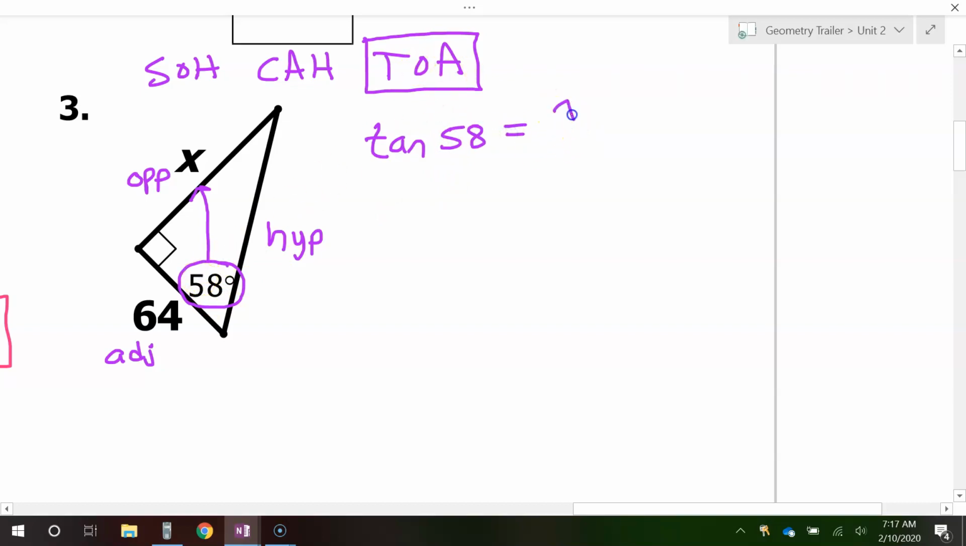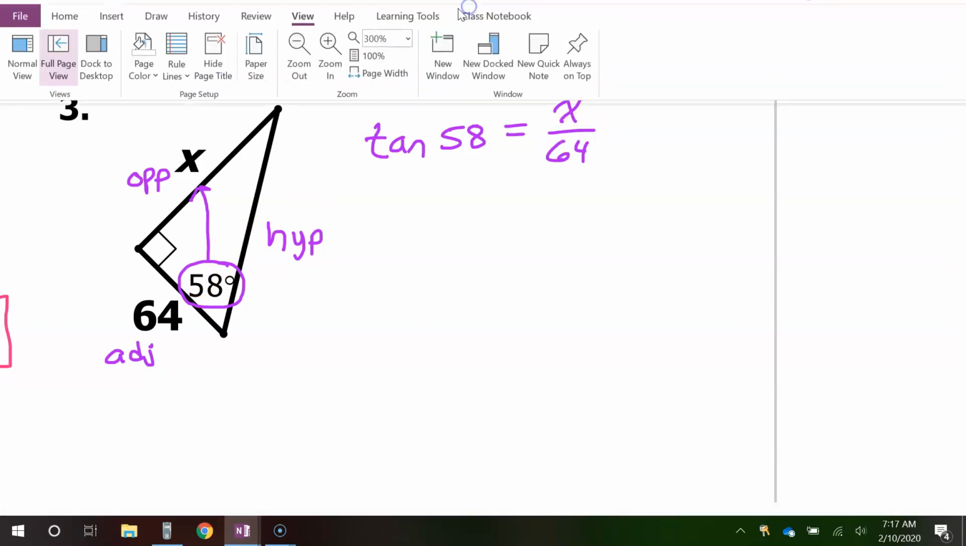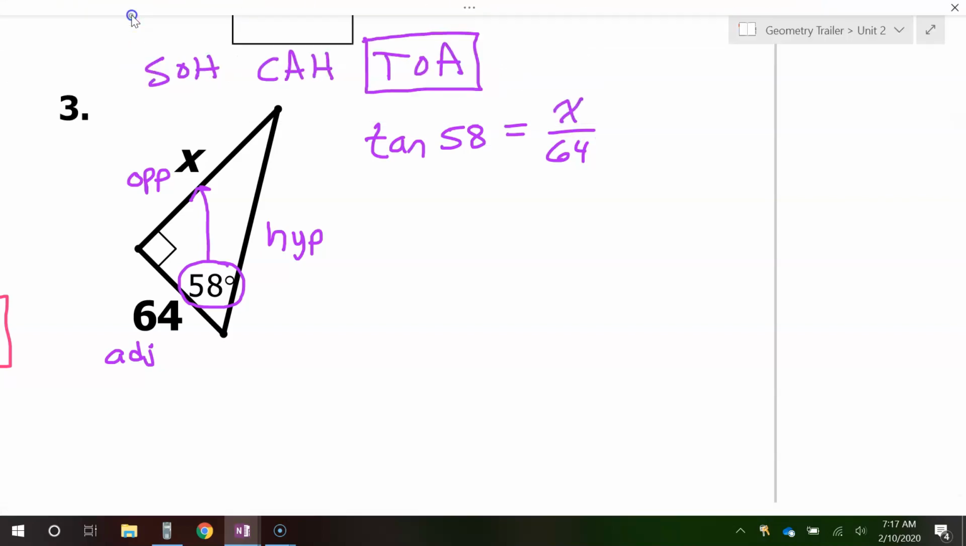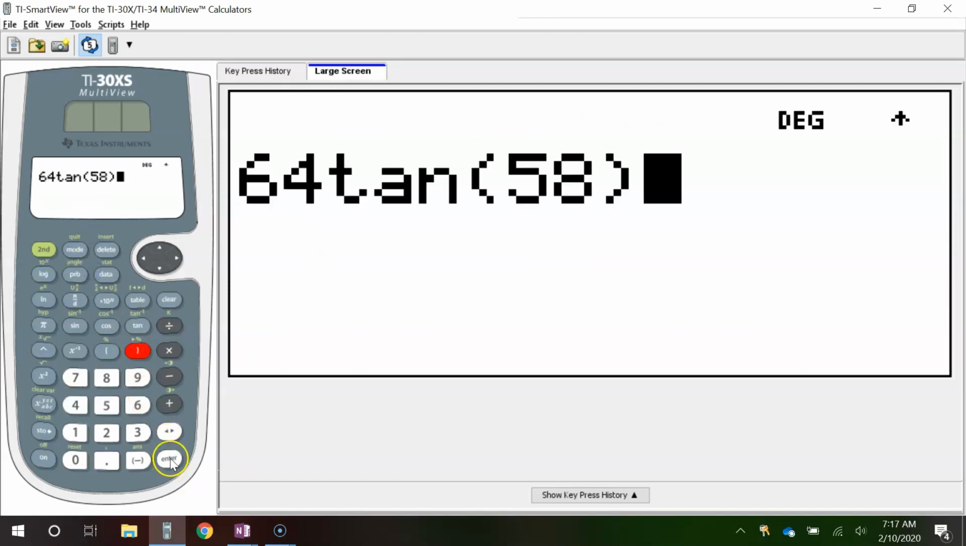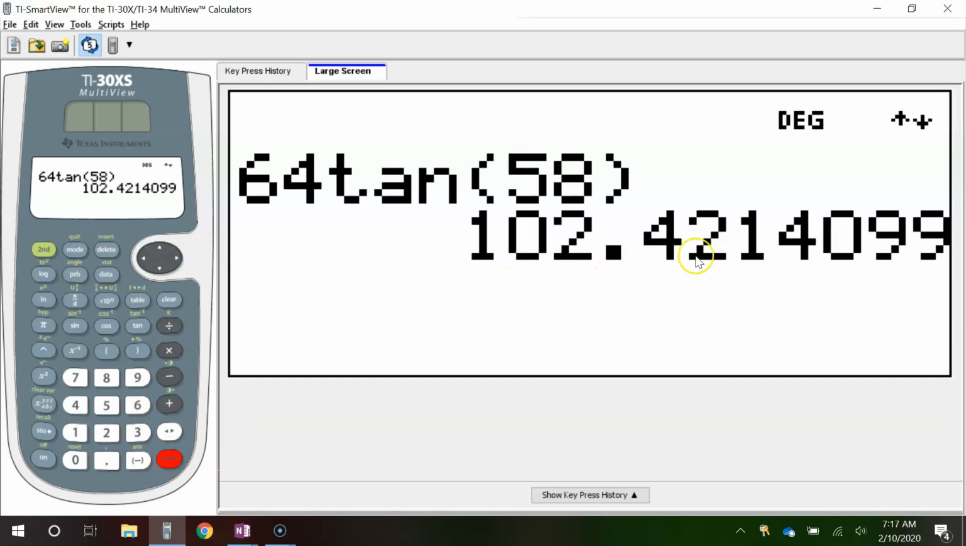so that's x over 64. When the variable is in the numerator, that is when you multiply both sides by the denominator. That way these cancel each other out. So that will get x by itself. So 64 tangent 58 is 102.421.